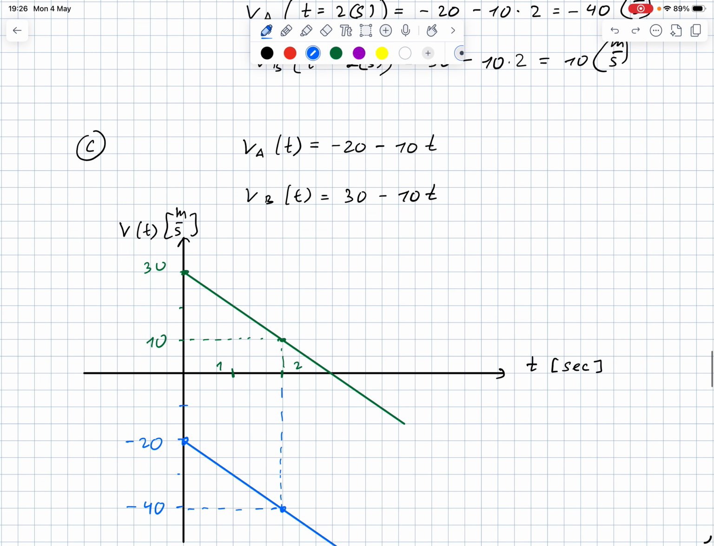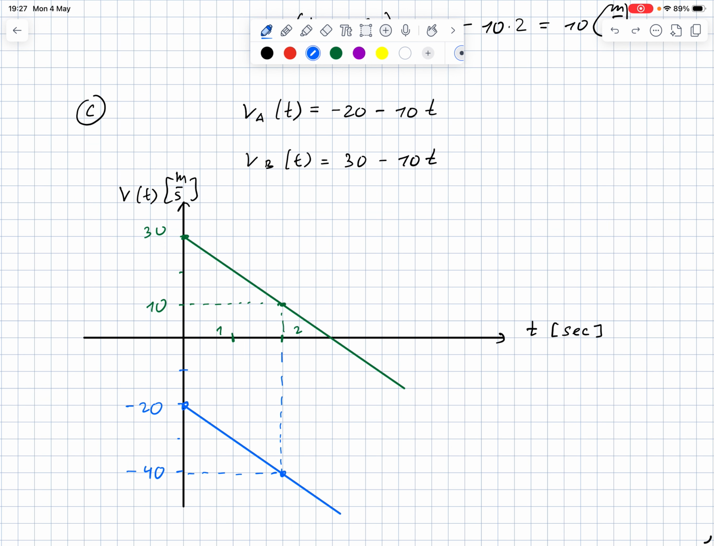We know that when we talk about object B, the initial velocity is plus 30, and we also calculated before that when time is equal to 2 seconds, which is when they actually pass each other, the velocity of object B is plus 2, okay? Also, if you try to calculate the slope, the slope is actually the acceleration, which is gravitational acceleration, which is minus 10.